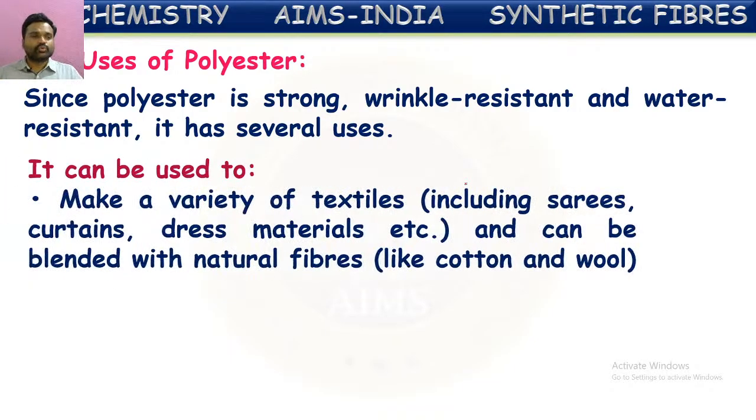It can be used to make a variety of textiles and can be blended with natural fibers. Yes, because it can be easily dyed into different attractive colors, it is stronger than natural fibers, and mostly it is wrinkle resistant. So because of these properties, it is made into different varieties of textiles and also into blended fibers by mixing with natural fibers. We have shown examples already, polycot, polywool.